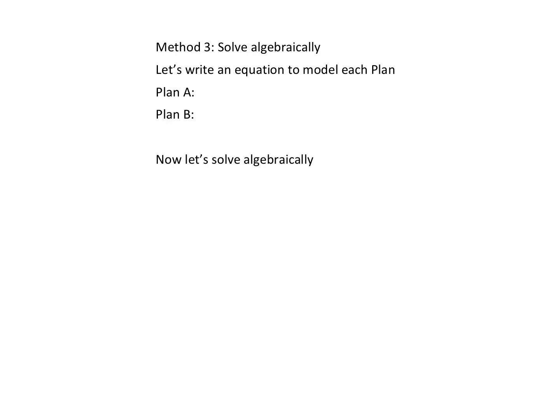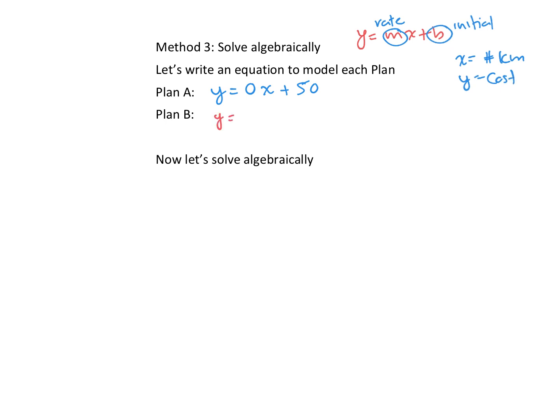So let's write an equation for each plan. So plan A, remember these are linear, mx plus b. So m being the rate and b being the initial value. So plan A had an initial value of $50, but there was no charge for the kilometers. So x equals number of kilometers and y equals cost. Plan B had a cost of 6 cents per kilometer plus an initial cost of 35.